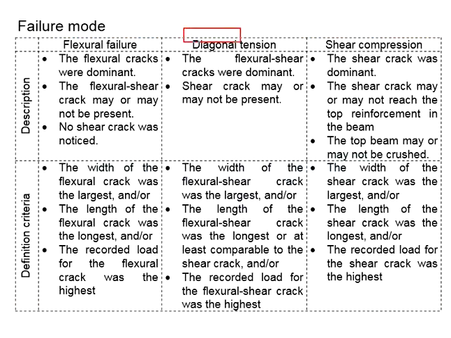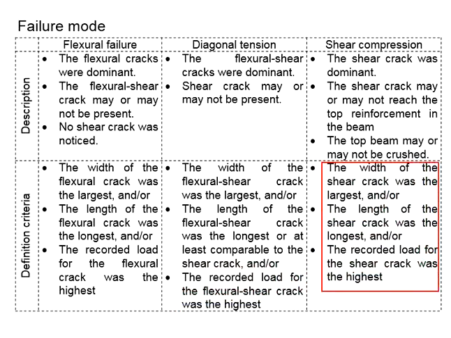For you to determine the diagonal tension, you may look into these criteria, where the crack width of the flexural shear crack is the highest, or the flexural shear crack is the longest, or the recorded load for the flexural shear crack is the highest.